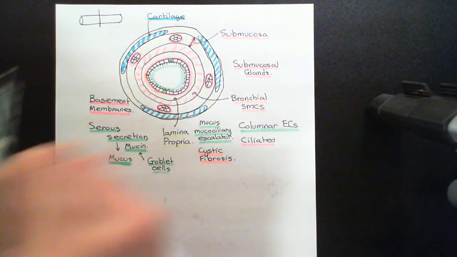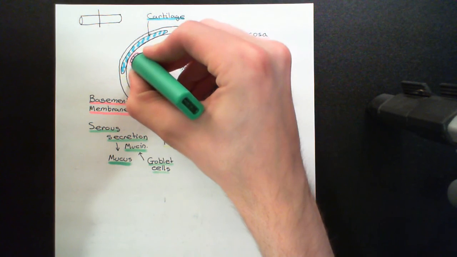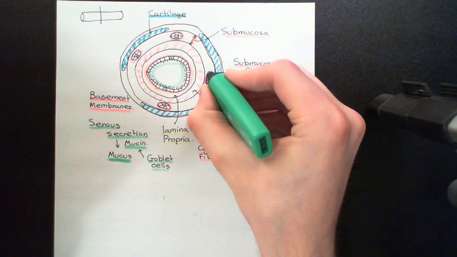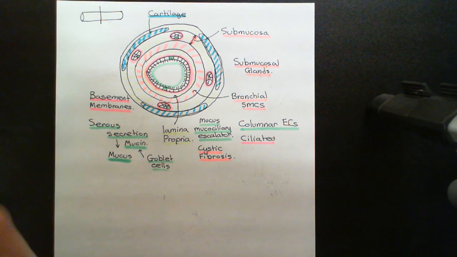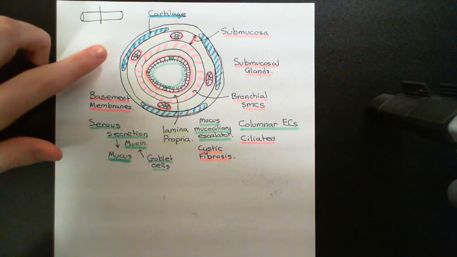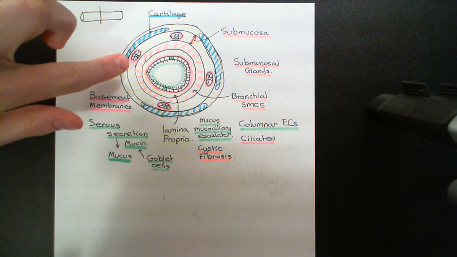And then amongst those cells, you'll have goblet cells. So I'll colour a few of these in green here. So these ones here, these are the rare cells, the goblet cells, amongst the columnar epithelial cells which secrete the serous secretion, and they're the ones that will add the sticky molecules to the serous secretion to turn it into a mucus.